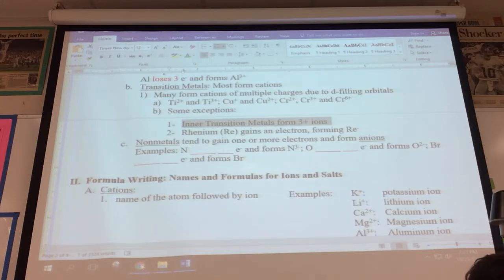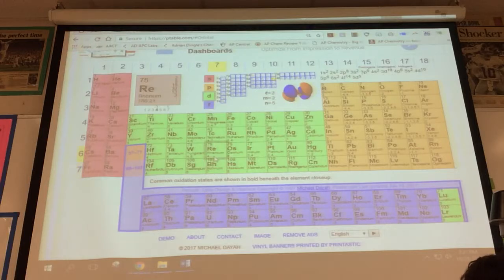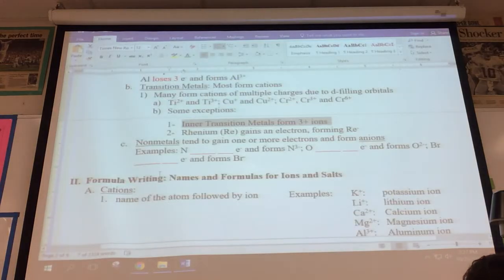Rhenium is a transition metal, but it actually forms a 1- charge. Rhenium is right here. Again, we're not going to play with that one, so we're not going to worry about it.